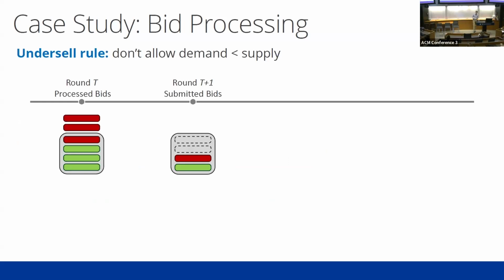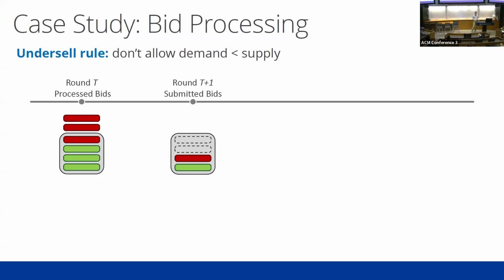In practice, it's common to add a rule called an undersell rule. This roughly says that if you were willing to buy a lot of licenses at a low price, you're probably still willing to buy a few licenses at a higher price. And so once demand has gone above supply once, we can never let it go back below supply. So to give you a concrete example, I've got a picture here of a region with 4 licenses available. And in round T, the green bidder bid for 3 of those licenses, and the red bidder bid for 3 of those licenses too. So in total, the demand was 6, and we had to continue the auction.